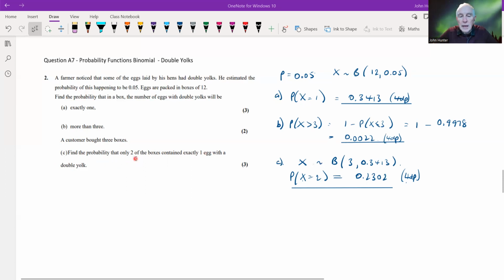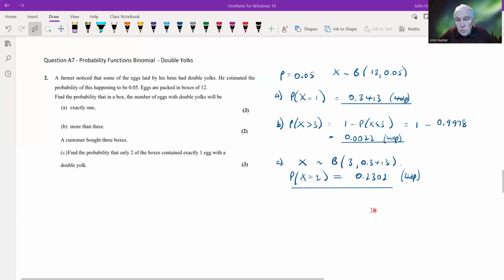It's the random variable is the number of boxes that contain exactly 1 egg out of 3. So we're now looking at a random variable. Perhaps I should have called this something different. Y might have worked, which is binomial with 3 trials, this is 3 boxes, and a probability that one contains exactly 1 egg is 0.3413. That's the figure from the first part of the question.